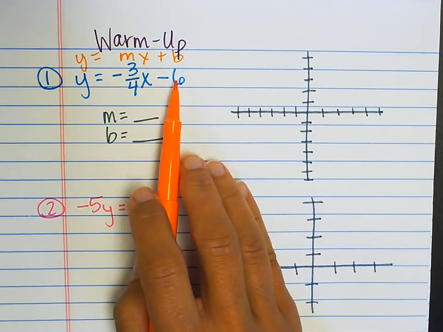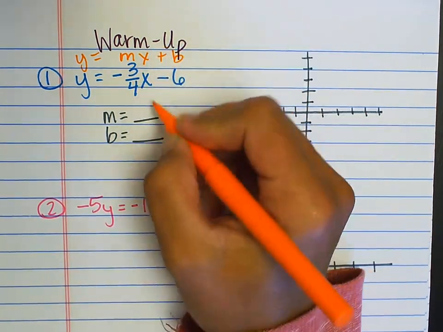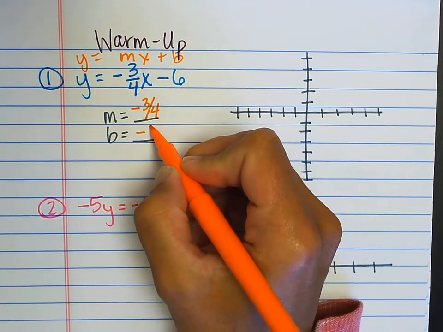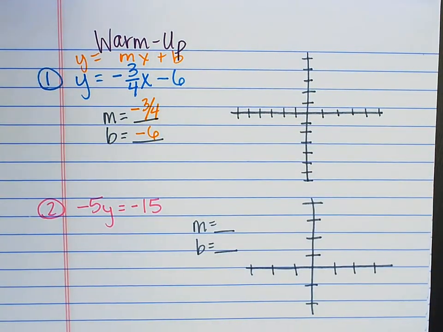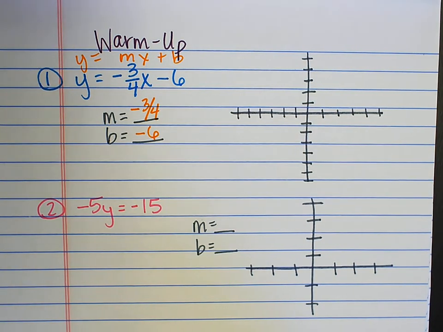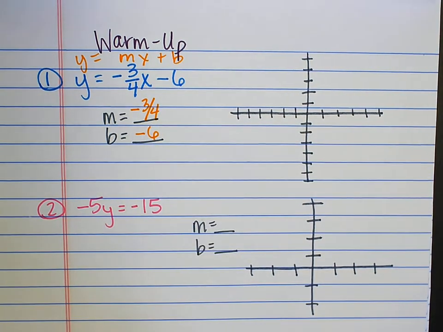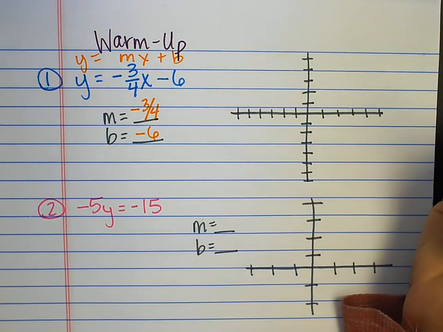Y equals mx plus b. That means the negative 3/4 is my m, the negative 6 is my b. Be real careful with signs. Make sure you're not losing negatives anywhere and that you're always keeping the sign in front of the term, with that number. So now that I have my slope and my y-intercept, I'm ready to graph.